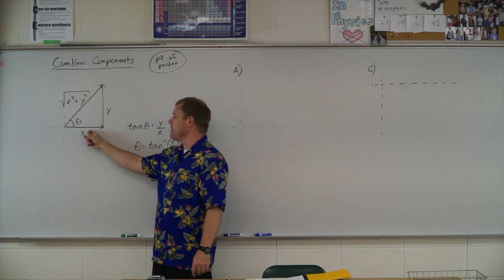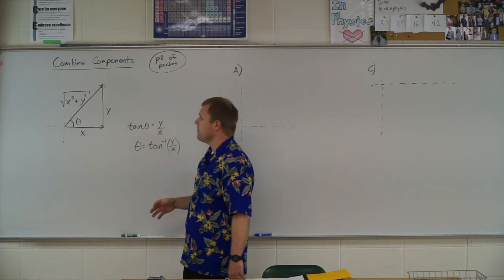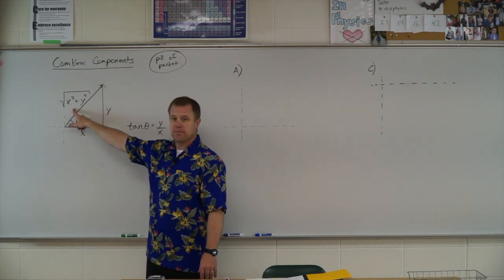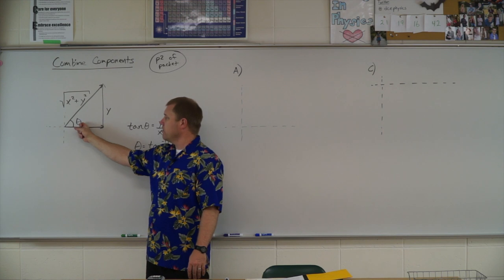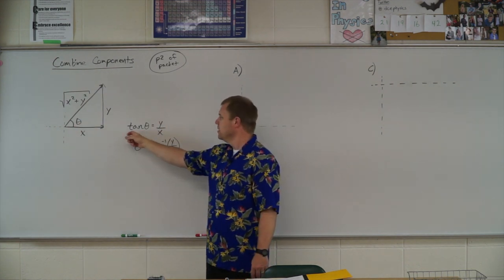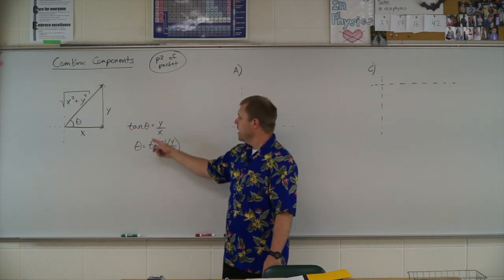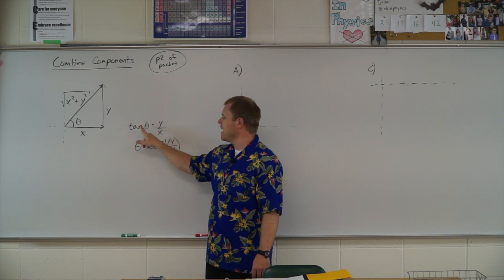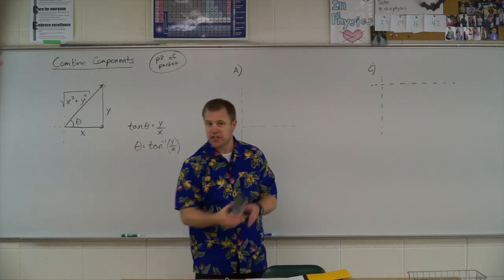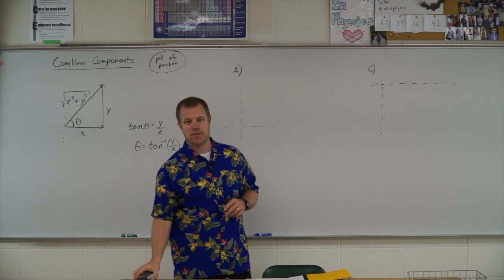So now that I have my final components and I want to bring it back into a final vector, I'm going to need to find the magnitude by using the Pythagorean theorem, and in order to find the angle, I'm going to have to implement the tangent function. So the tangent of theta is the opposite over the adjacent, and so in order to solve for theta, I have to do the inverse tangent. To get that inverse tangent on your calculator, you do have to hit second and then the tangent button.